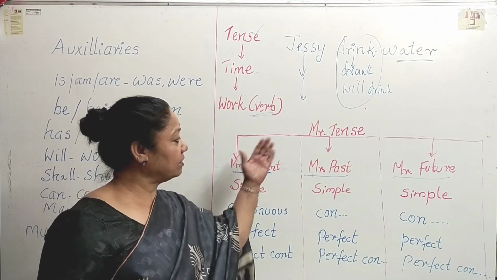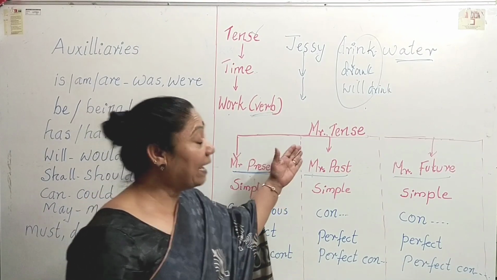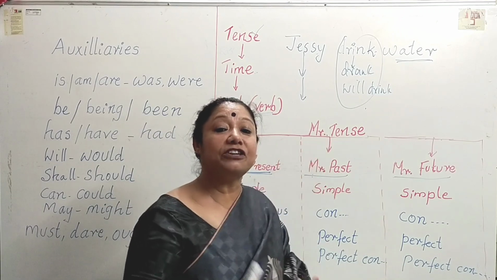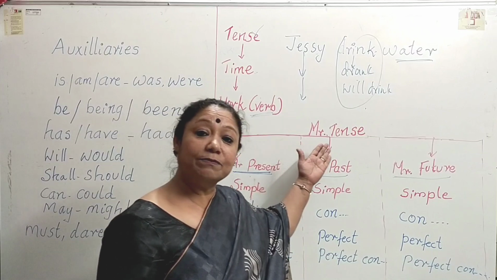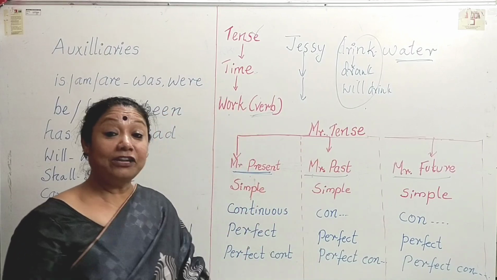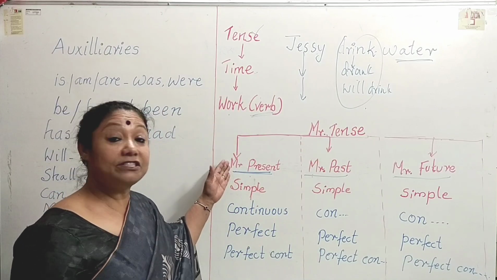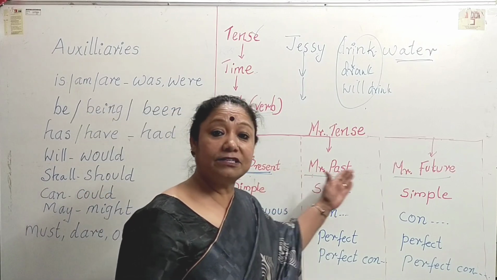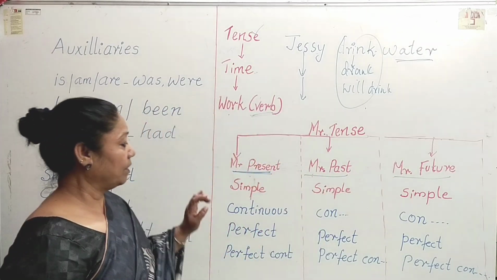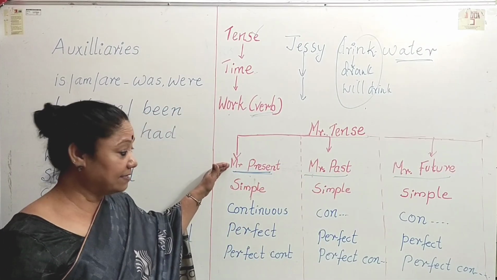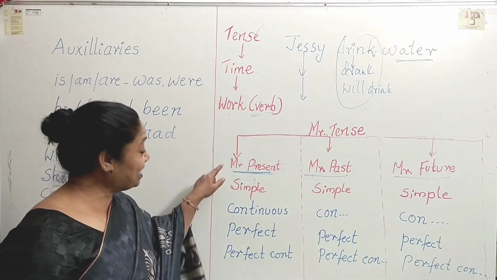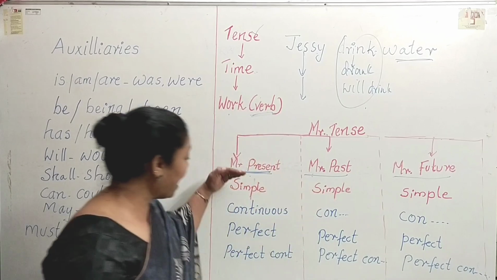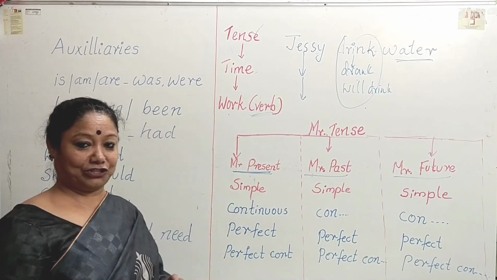So here goes the tense family. Once there lived an old man whose name was Mr. Tense. He had 3 sons, Mr. Present, Mr. Past and Mr. Future. Now all these 3 sons had 4 sons each.